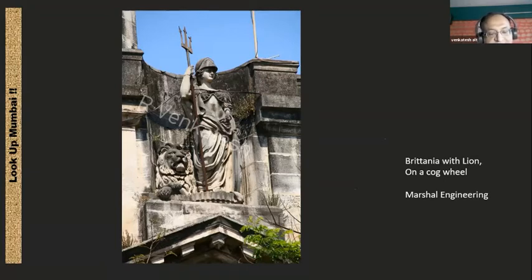In 1928, the P D'Mello Road starts cutting across the new Bombay, which is cutting across the native town, which we see today as the insurance buildings and all that comes up. So this building predates all that. This is approximately 1900. Britannia with a lion on a cog wheel. How much more intensively symbolic of engineering and Britain can things be put together? This is Marshall Engineering for you.